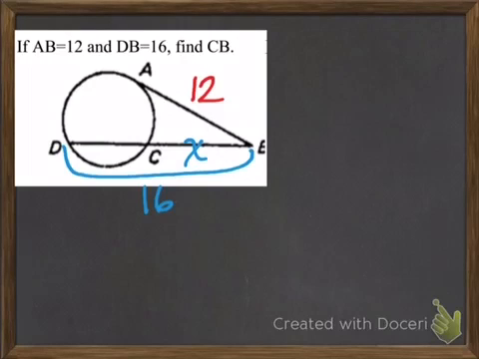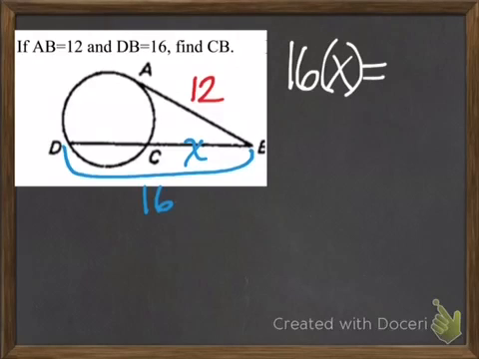So again, I use the theorem that says the secant times its exterior part is equal to the secant times its exterior part. So I said the first secant was 16. The exterior part with that was X. That's equal to the tangent, which is 12. And the exterior part of the tangent is also 12.